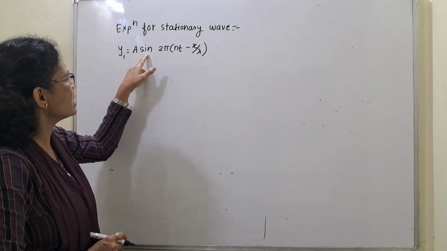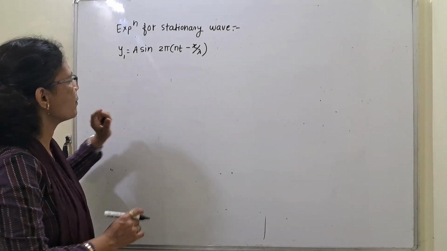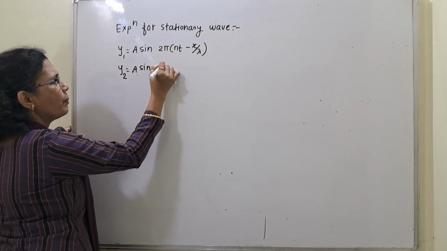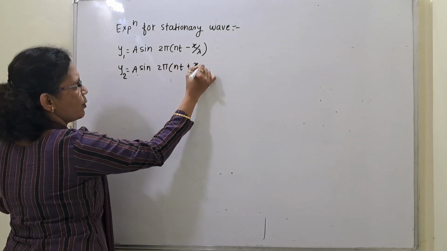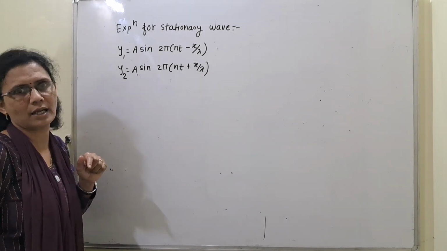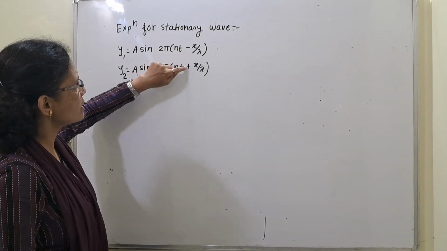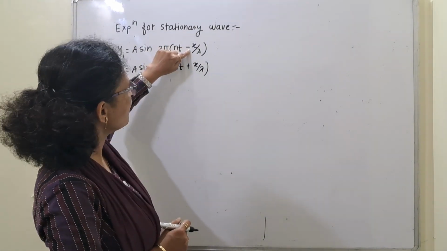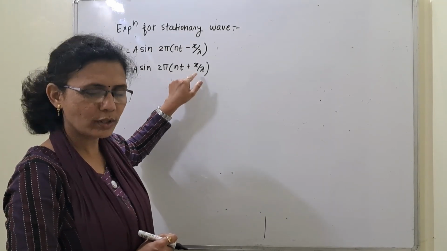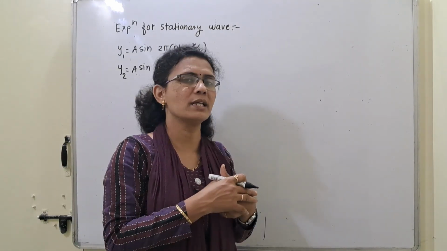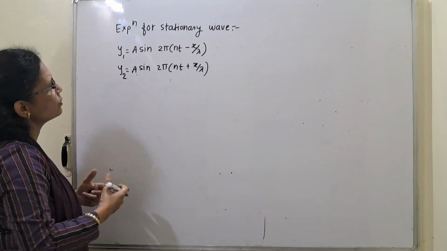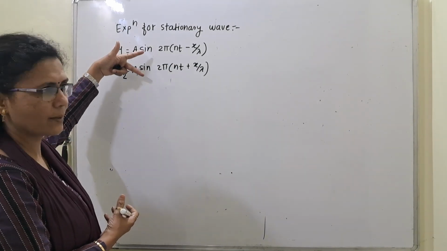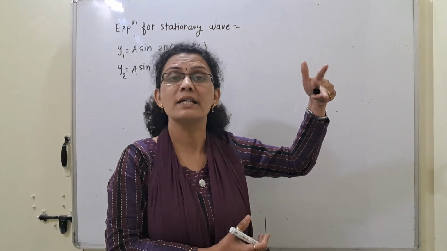So, y1 is equal to a sine 2 pi n t minus x upon lambda. Another equation we will take as a sine 2 pi n t plus x upon lambda. See, we have to consider the two waves which are traveling in opposite direction. Means, if I consider minus here, I have to take plus here. So, that will be propagating in opposite direction. Now we have to derive the expression for the resultant of these waves. And that resultant will be the equation for a stationary wave.